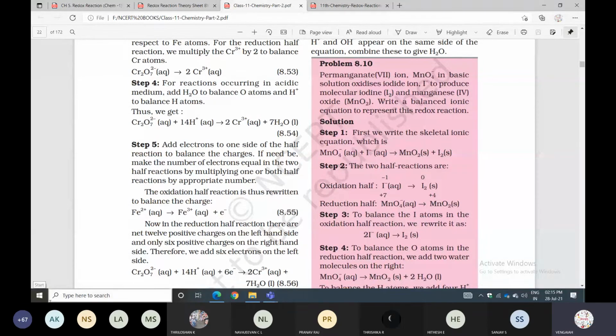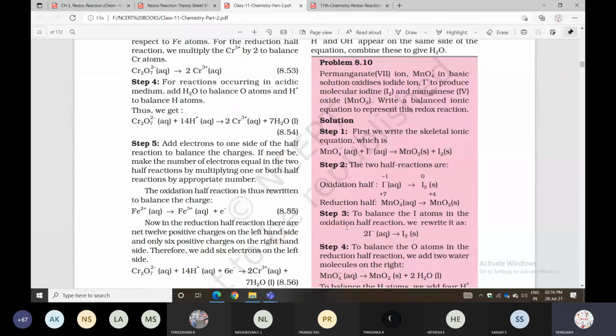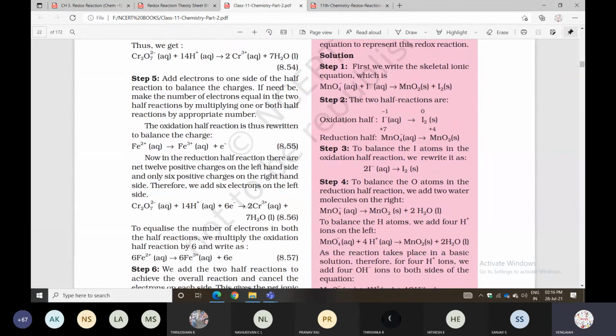In the oxidation half reaction there is loss of electrons, with oxidation states going from -1 to 0, and for manganese +7 to +4. Gain of electrons is reduction, and loss of electrons is nothing but oxidation. The next step is to balance the iodine atoms in the oxidation half reaction. We have I minus and I2, so make it 2 I minus.